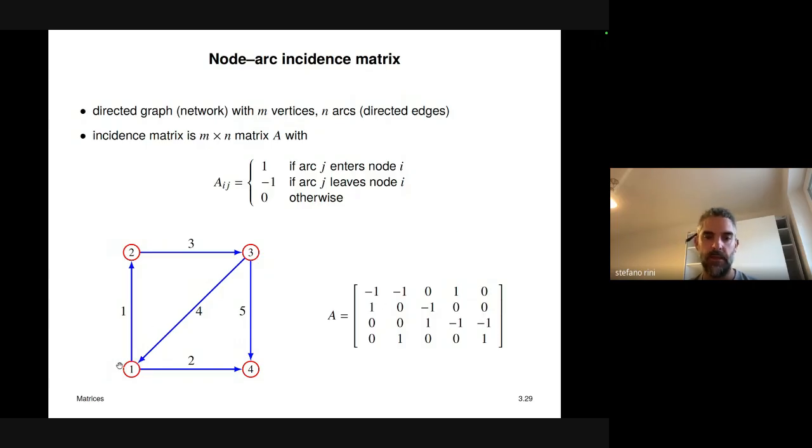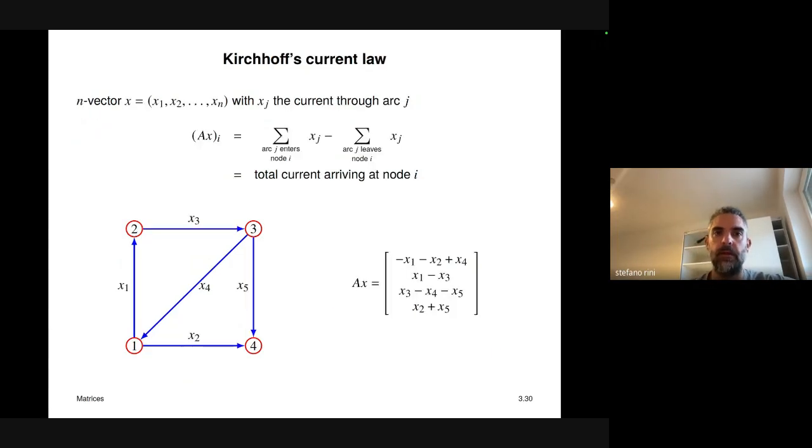You see here that in node 1 we receive this arc 4, so we have a plus 4, and there are 2 arrows leaving, which are arrow 1 and arrow 2. Here we have minus 1, minus 2. Okay, so this is another way of representing a directed graph. We saw the adjacency matrix and the incidence matrix.